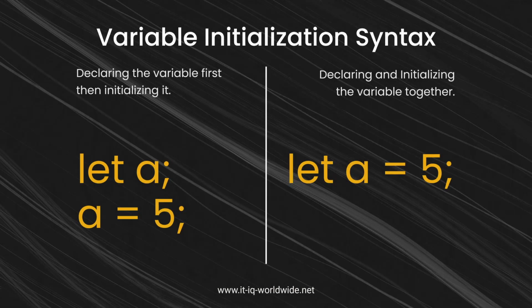Let's take a look at the syntax used to initialize a variable. Let's first start with declaring the variable and initializing it. If you look at the example on the left, you'll see on the first line they declared the variable A. Then in the second line, they assigned the value 5 to the variable A. Now let's take a look at declaring and initializing the variable on the same line. They initialized the variable A and assigned the value 5 to it on the same line.